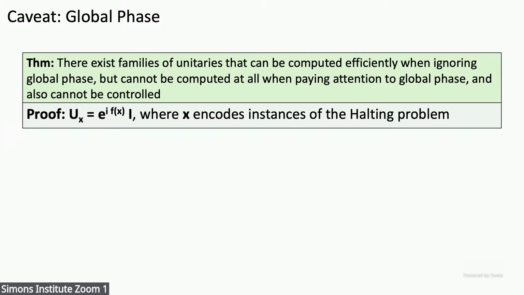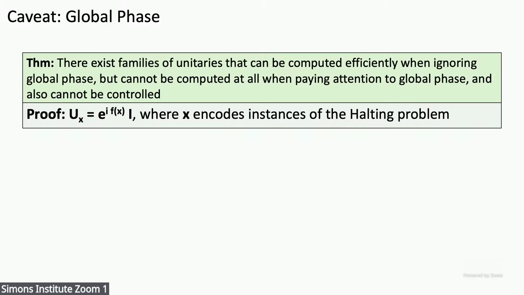Okay, and to make matters worse, there are actually families of unitaries that can be computed efficiently if you ignore global phase, but can't be computed at all when you pay attention to global phase, and also these unitaries can't be controlled. And the proof is pretty straightforward. Your unitary is just going to be the identity, except you're going to have a global phase term that encodes some incomputable problem, like the halting problem or something like that.